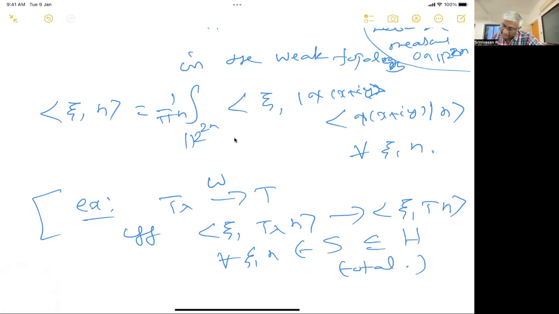I mean, T lambda converges to T, and T lambda is uniformly bounded, the supremum of the norms is less than infinity. The supremum of the norm of T alpha is some m. Then you will have the triangle inequality and the usual convergence.